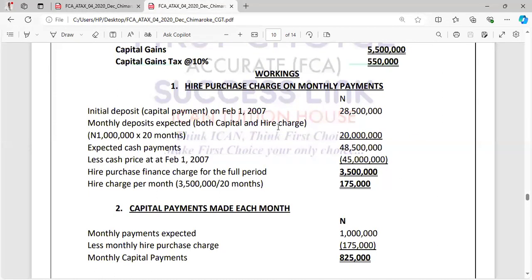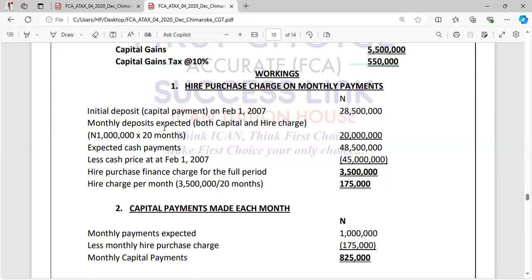How do we get that? Look at the initial capital payment you made on February 1. That initial deposit is a capital expenditure, the 28,500,000. This is what you've paid on 1st of February.